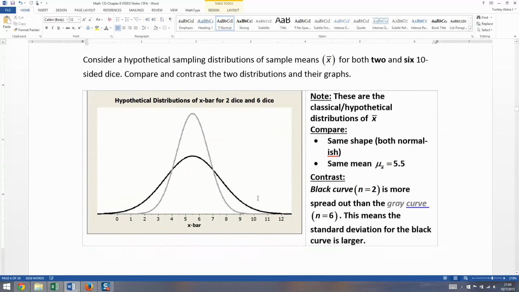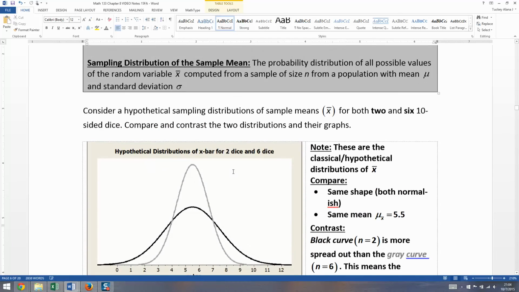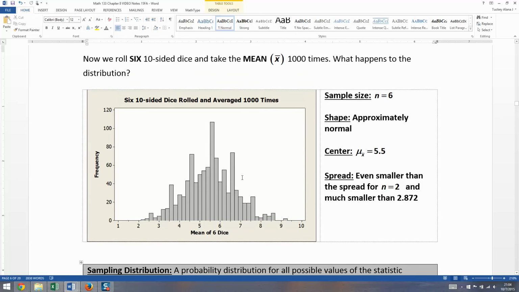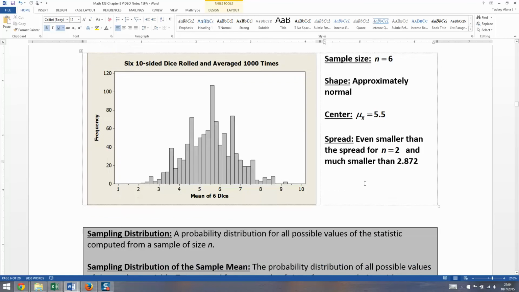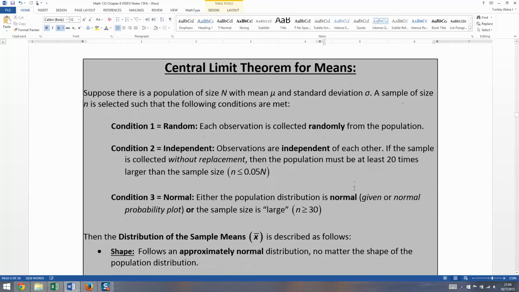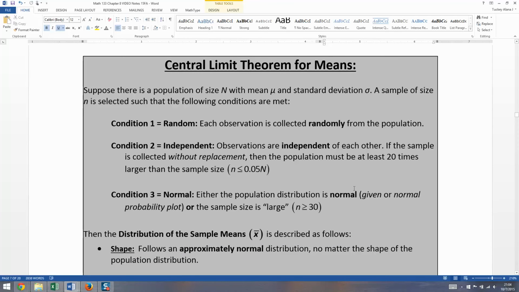All right, so we saw that what was happening is, first of all, when you take samples versus individuals, you start getting a normal distribution, and the spread gets smaller and smaller and smaller the more that we do this, right? The larger your sample size is. All right, so we want to formalize that into one of the most important theorems in statistics, which is the central limit theorem.